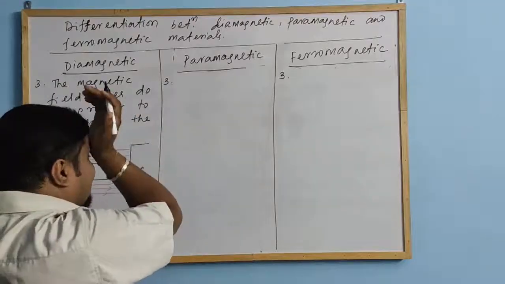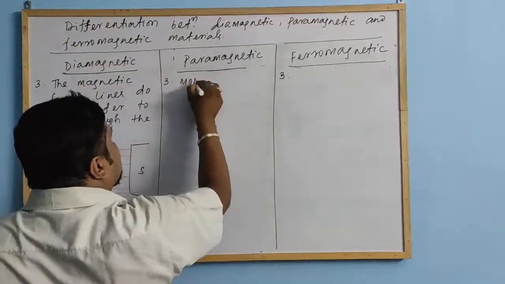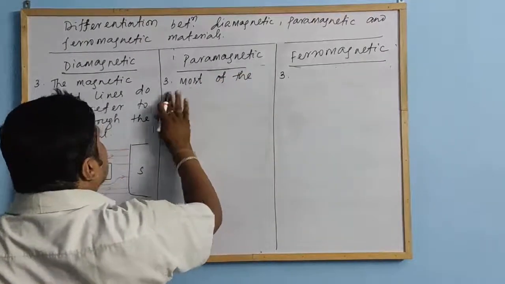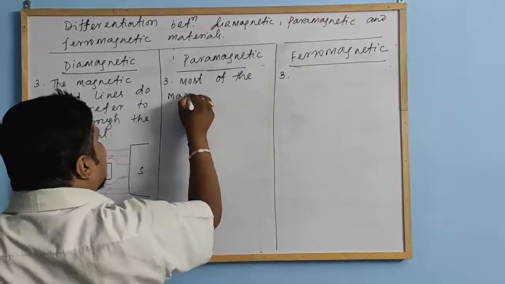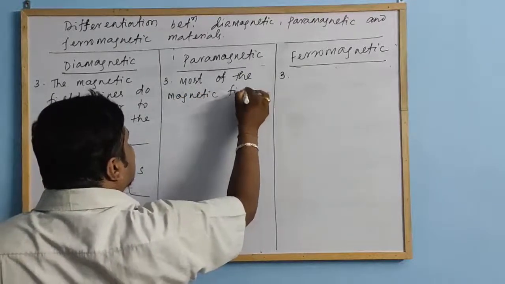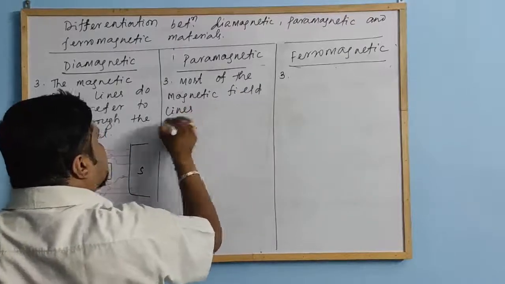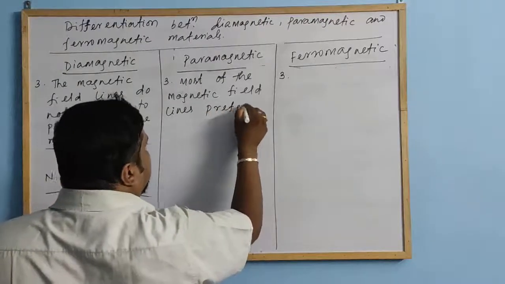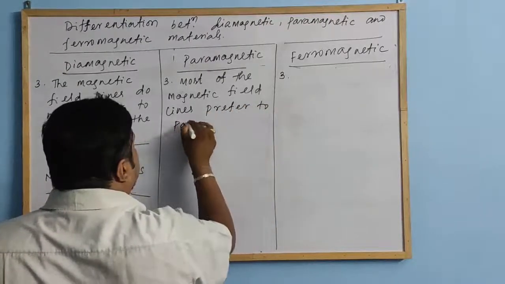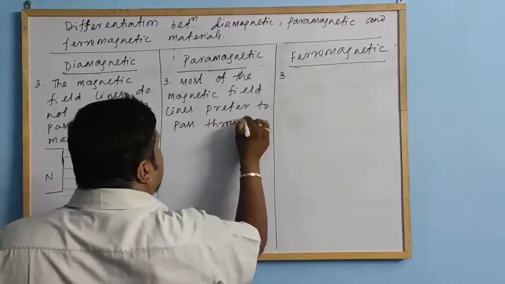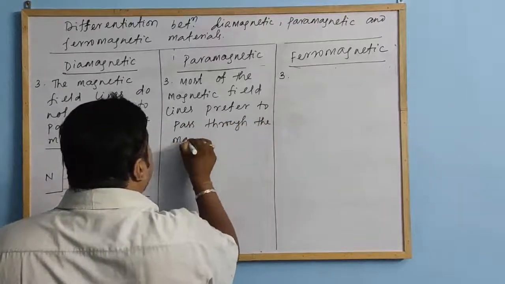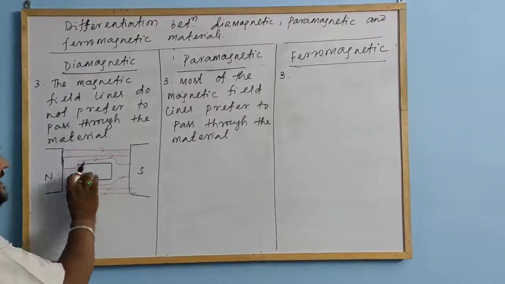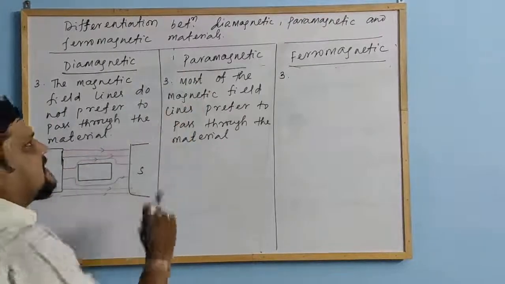In case of para, most of the magnetic field lines prefer to pass through the paramagnetic material. Most of the, not all the lines of force. What are the lines of force? Most of the lines of force can pass through the paramagnetic material.